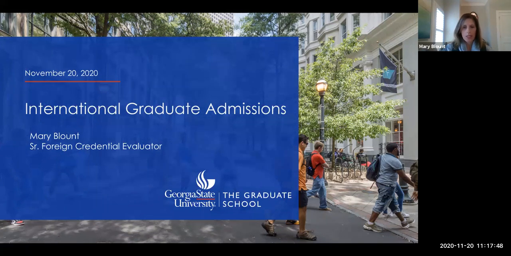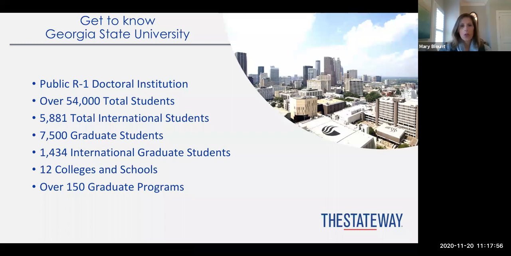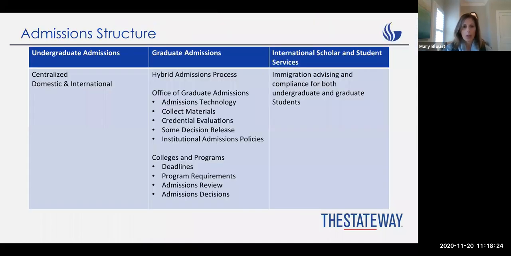I'm from Georgia State University. I'll give you a little bit of information about Georgia State first. We are the largest public institution in the state of Georgia, with over 54,000 total students. I represent the graduate school, and I'll talk about that in a little bit. We have 7,500 graduate students and 1,400 international students, and we receive over 5,000 applications a year for international applicants.